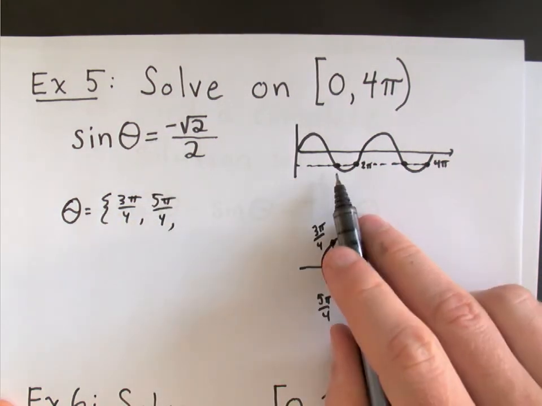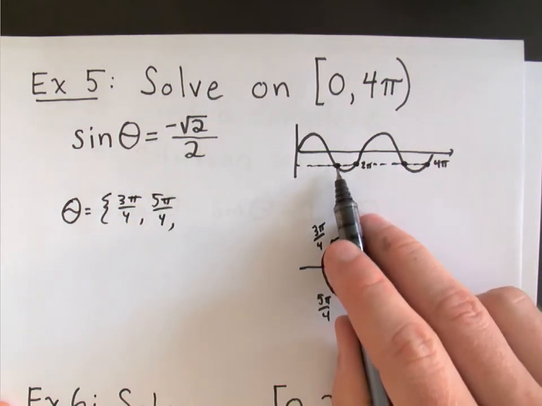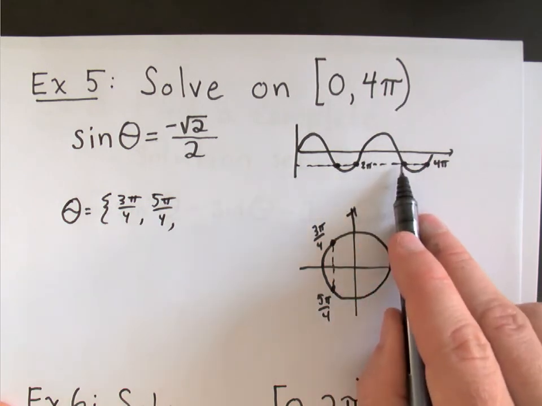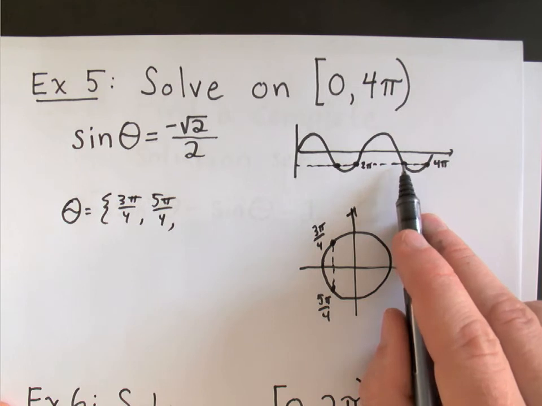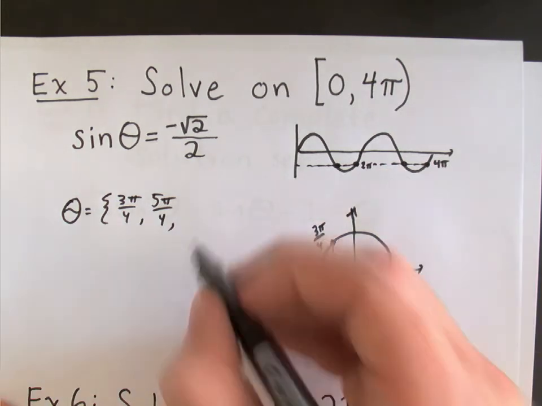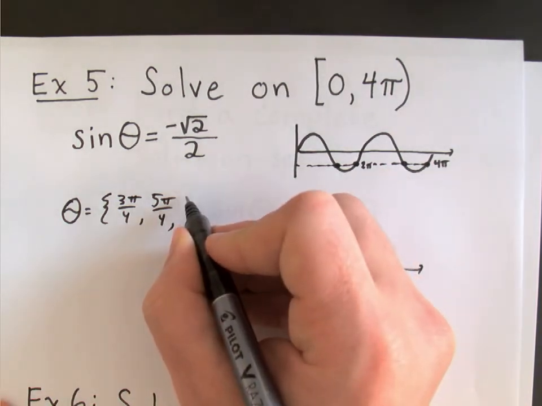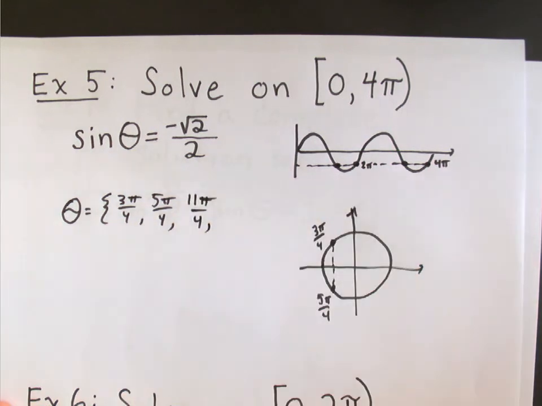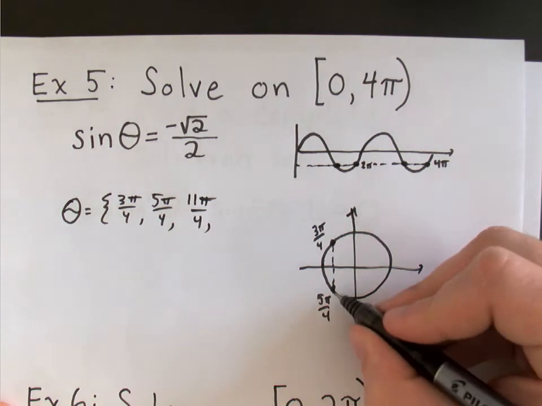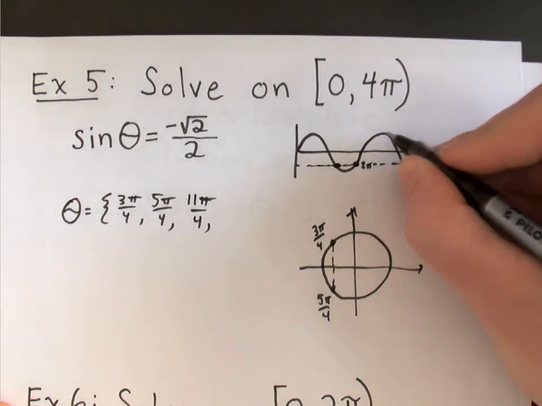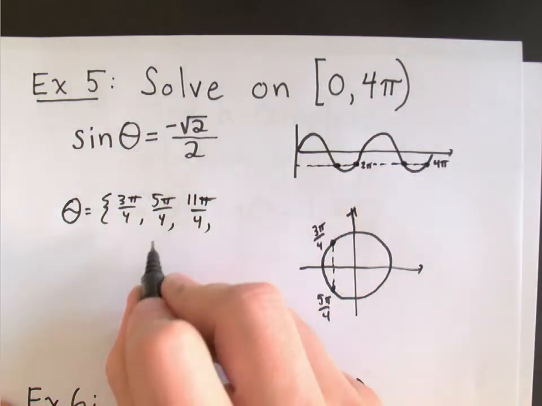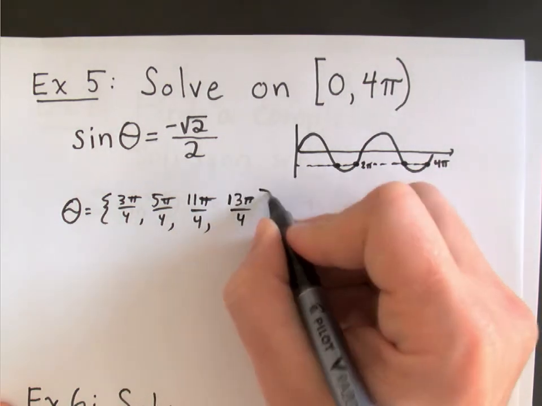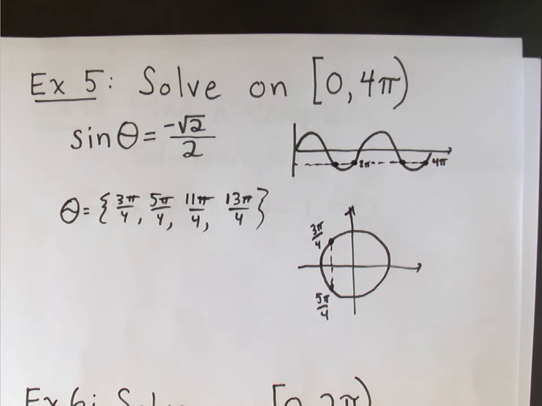Well, the periodic property of sine tells me that if 3 pi over 4 is a solution, then there's another solution exactly 1 period away from it, which is exactly 2 pi larger than it, 3 pi over 4 plus 2 pi. We get a common denominator. 3 pi over 4 plus 8 pi over 4 would make 11 pi over 4. Then 5 pi over 4 is this solution right here. There's another solution exactly 1 period away from it. So if you add 2 pi to 5 pi over 4, you get 13 pi over 4. And those are your 4 solutions on the interval from 0 to 4 pi.